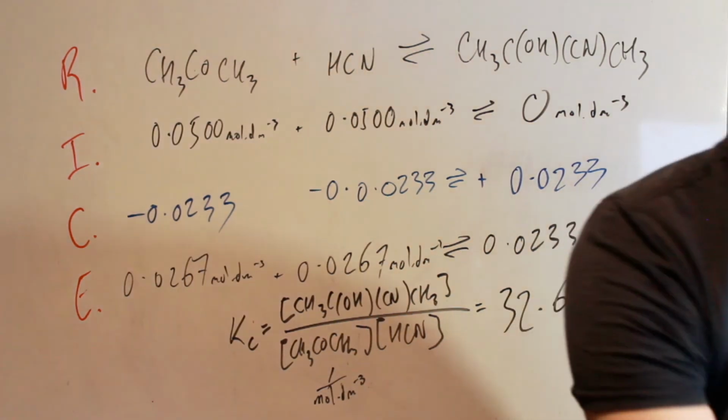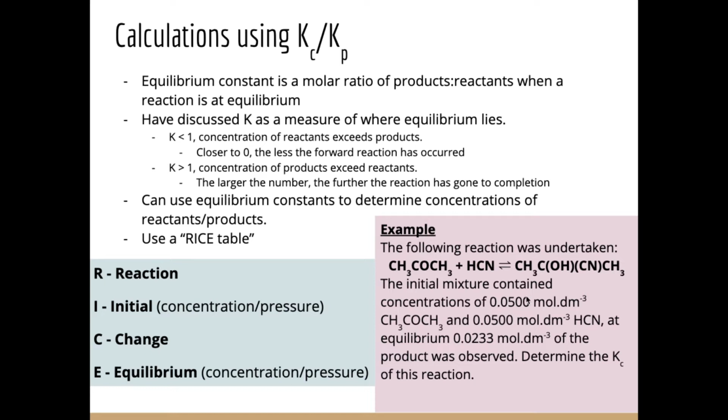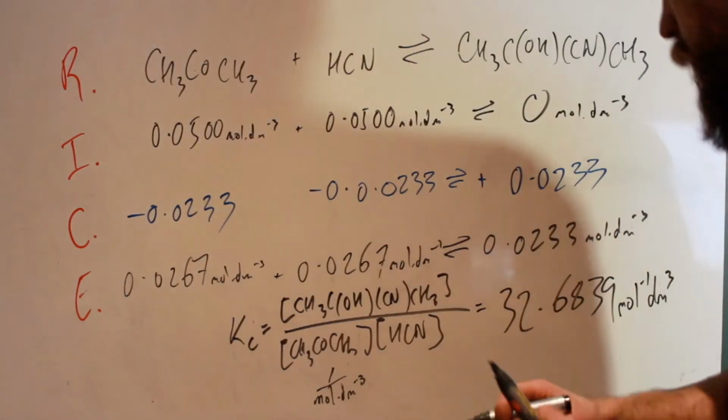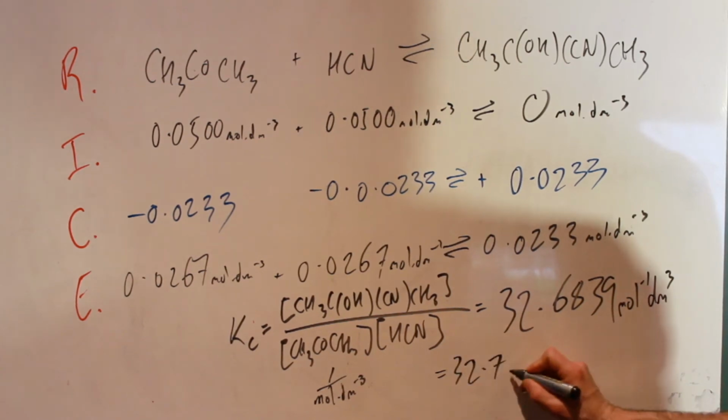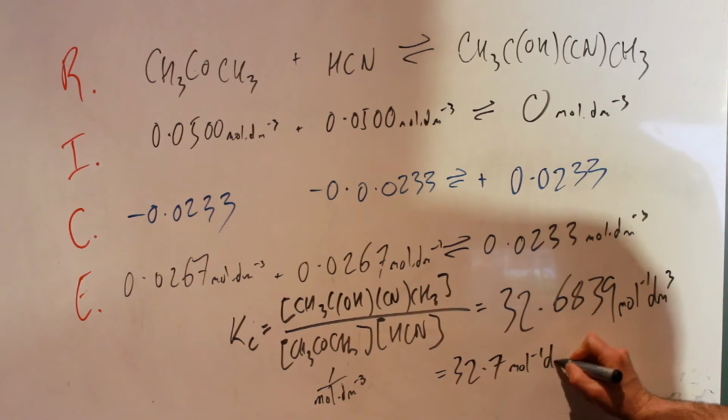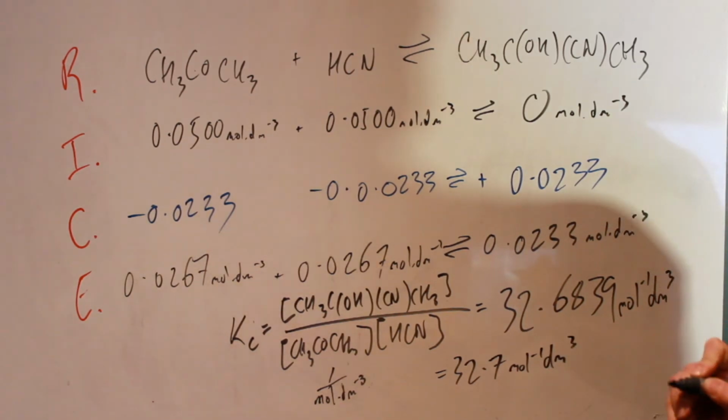All right, let's go back and have a look at our significant figures. We've got 3 there, 3 there, 3 there, 3 significant figures. So I'm going to write an answer of 32.7 moles to the minus 1 decimeters cubed.